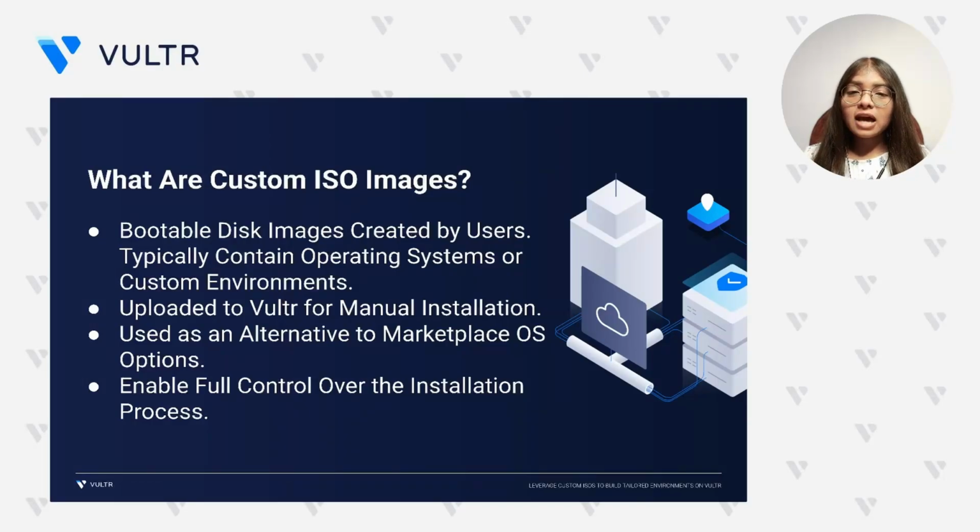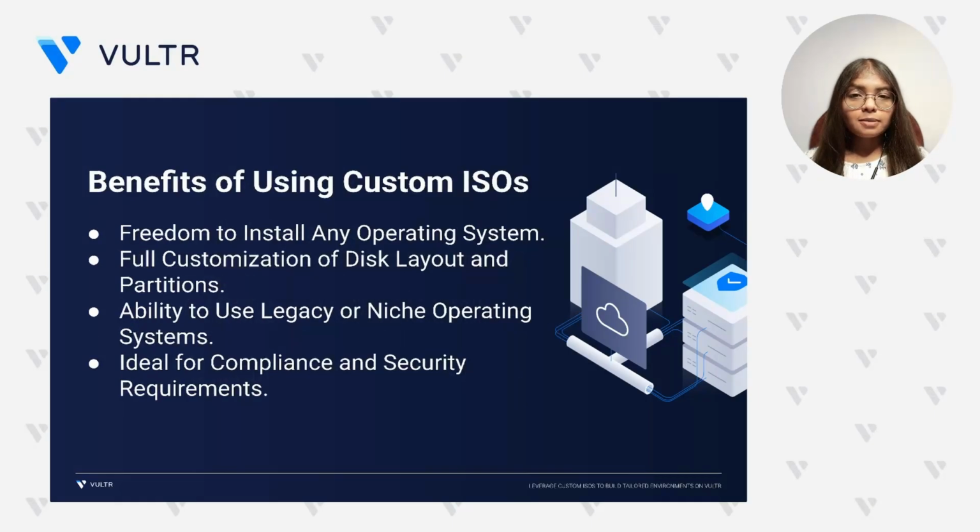Custom ISO images are user created bootable disk images that let you take full control over your instance's setup. You can upload these ISOs directly to Vultr, attach them to a Vultr Cloud Compute instance, and manually install your preferred operating system or environment. This opens up a ton of flexibility, not just in what OS you use, but how you configure it during installation. It's an alternative to the built in marketplace OS images and is ideal for setups that need more control, customization, or compliance.